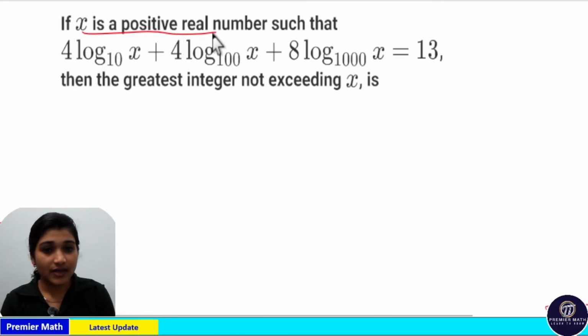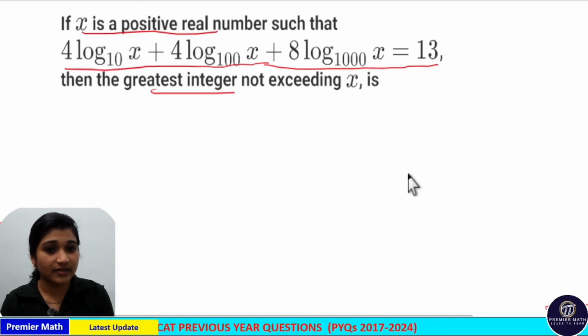If x is a positive real number such that 4 log x to the base 10 plus 4 log x to the base 100 plus 8 log x to the base 1000 is 13, then find the greatest integer not exceeding x. Here are some formulas.